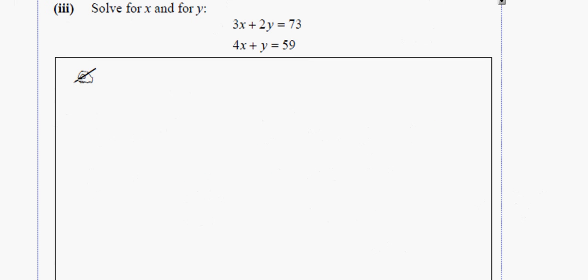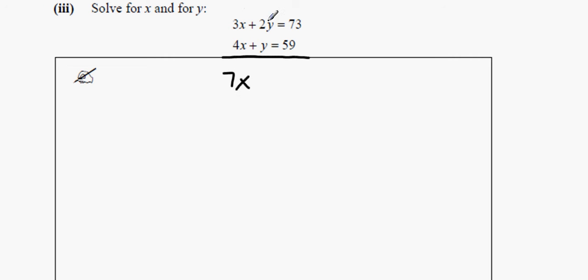Next part we're doing is a simultaneous equation. What we want to do is get rid of one letter, right? So we're going to get rid of the y's. What we usually do in these questions is add down. So when we add down here, we end up with 7x plus 3y equals 59 plus 73. 59 plus 73 will be 132, okay?